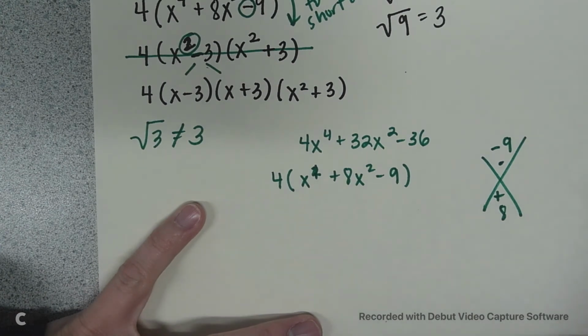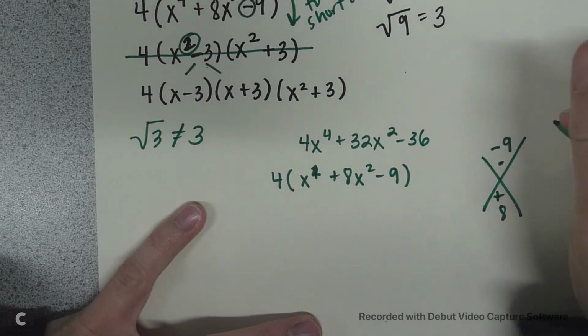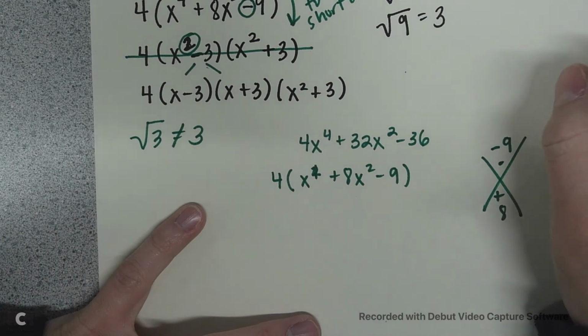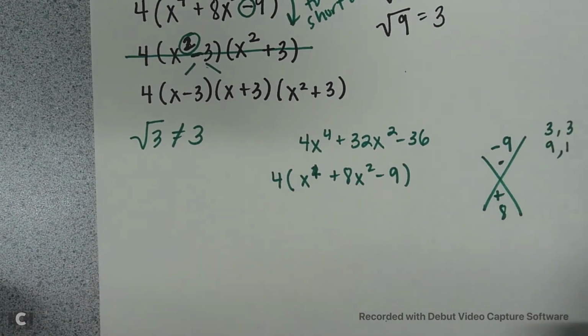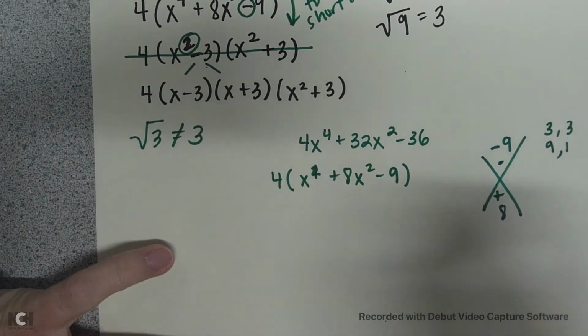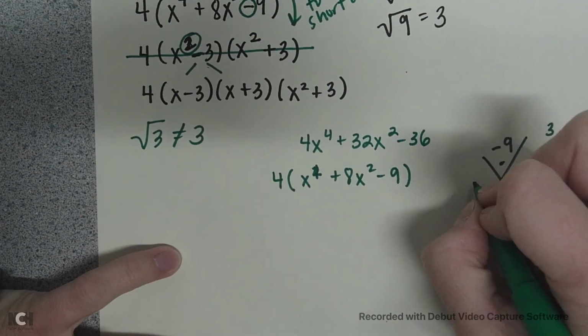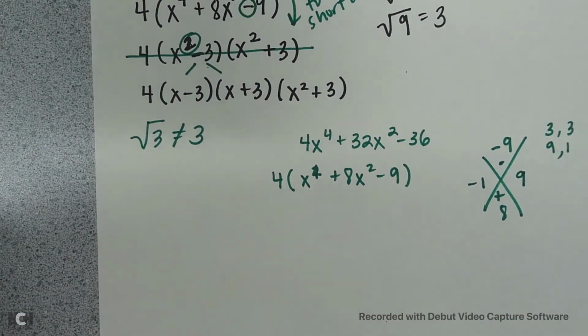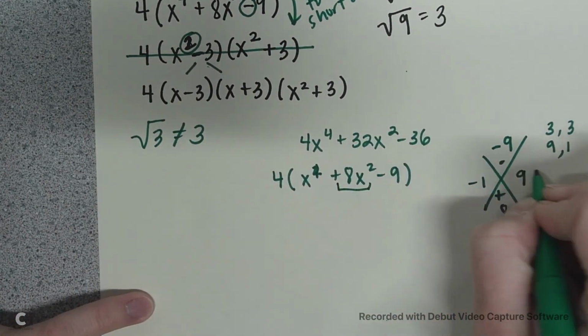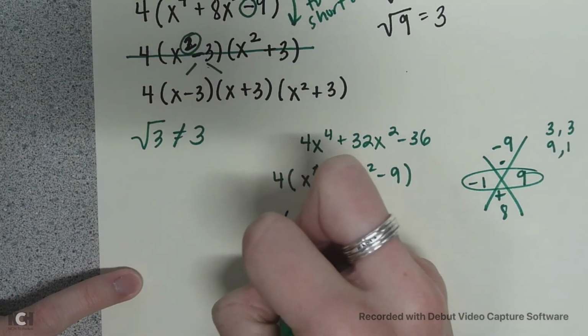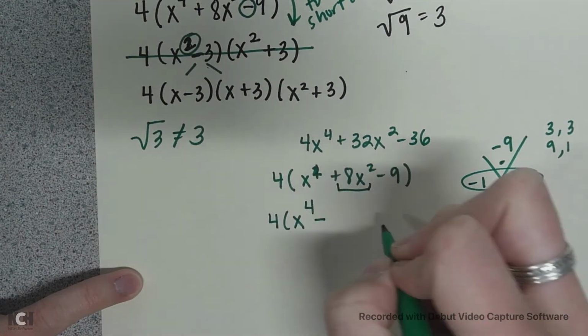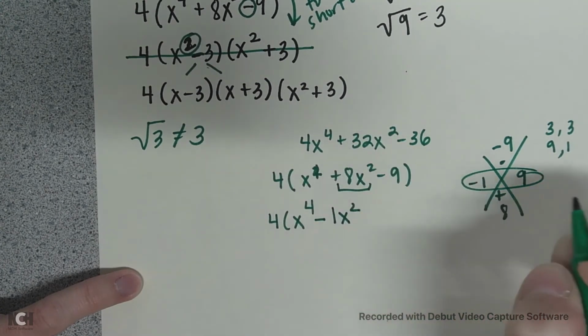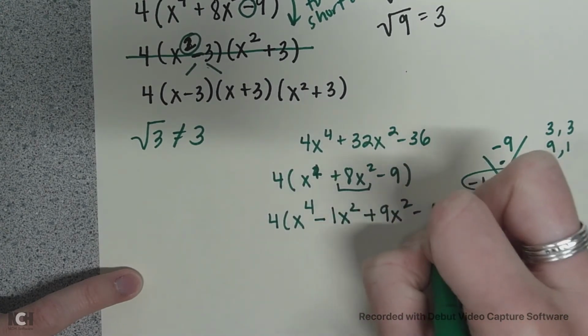So two numbers that multiply to get negative 9 and add to get positive 8. So we have 3 and 3. That doesn't give us 8. We have 9 and 1. Oh, there we go. Okay, so if I want to multiply to get negative 9, but I want a positive 8, my 1 should be negative and my 9 should be positive. I'm going to replace my middle term with these. So we have 4x to the 4th minus 1x squared plus 9x squared minus 9.